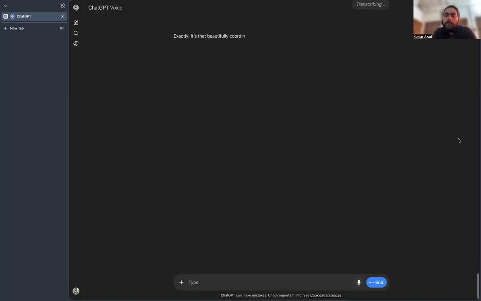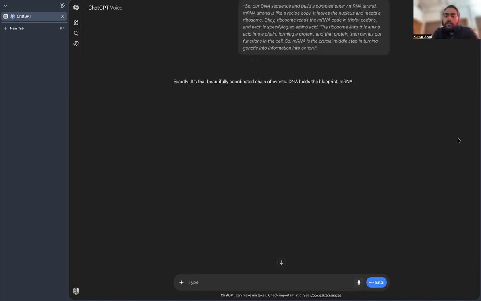Exactly. It's that beautifully coordinated chain of events. DNA holds the blueprint, mRNA is the working copy, and proteins do the actual jobs. That's how a cell turns a genetic instruction into something real, whether it's a muscle fiber, an enzyme, or even a pigment in your eye. So, DNA holds the blueprint, mRNA is the working copy, and proteins do the actual job.